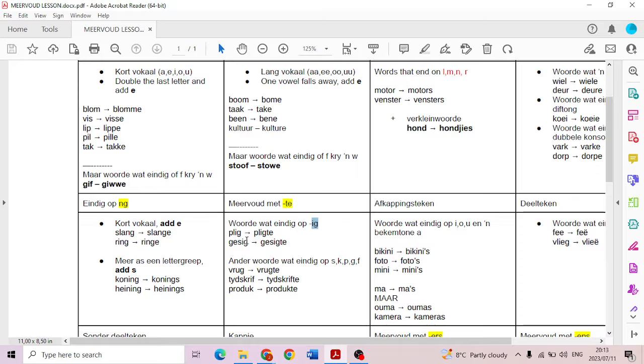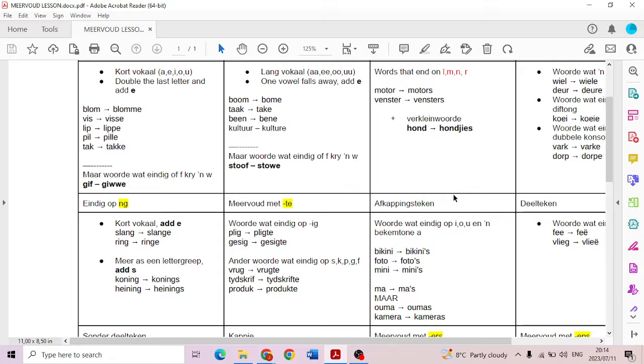And then it's been known that words that end on SKPF, SKPGF, also might take on the T, but they are common words that you can keep practicing to ensure that you know the plural thereof. And it includes vrug, which becomes vrugte, tydskrif, which becomes tydskrifte, and produk, which becomes produkte. Okay, let's move on to rule number 7.